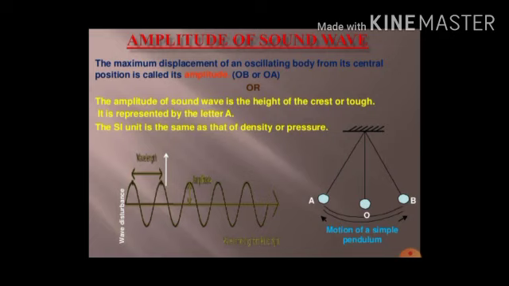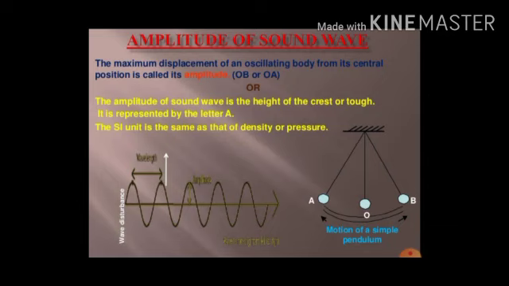Amplitude of sound wave. The maximum displacement of an oscillating body from its central position is called its amplitude. The extreme positions of this simple pendulum are A and B. The mean position is O when it is at rest. So the maximum displacement from O to A and O to B is called the amplitude of this simple pendulum.